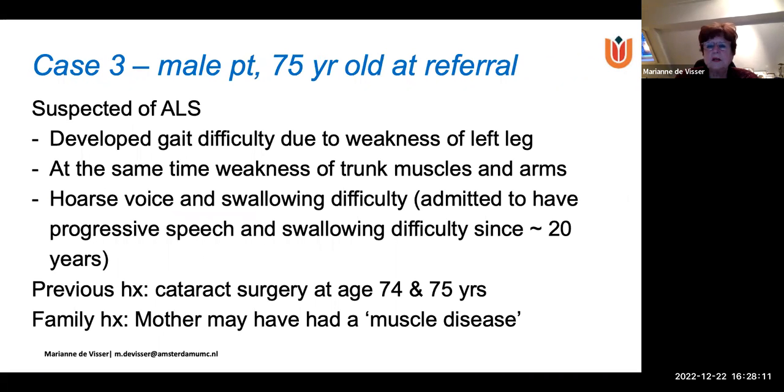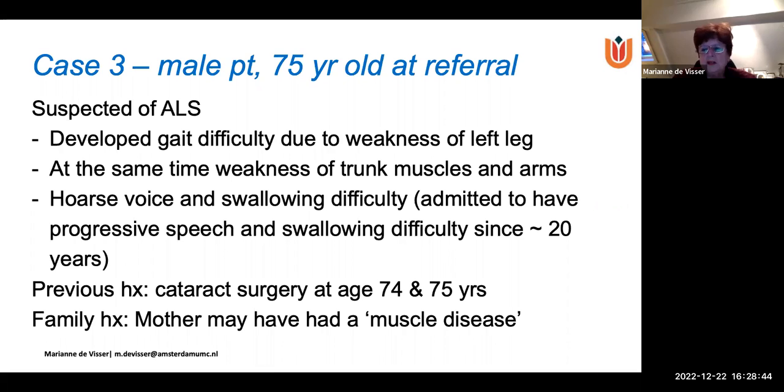I will start with the case who was referred at age 75 years old. He was referred because he was suspected to have ALS. He developed gait difficulty, weakness of his left leg, and at the same time he complained about weakness of trunk muscles and arms. He had a hoarse voice and swallowing difficulty, and admitted when we took the history to have progressive speech and swallowing difficulty since about 20 years.